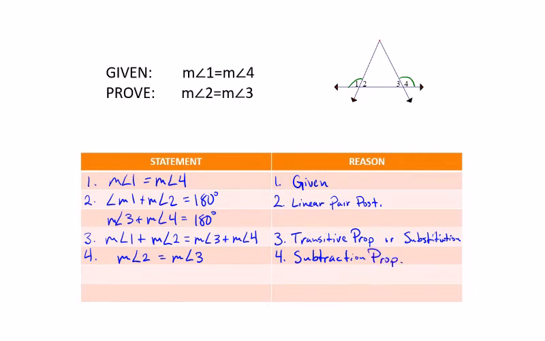All right, and we've reached our endpoint, right? So there we go. So we used a lot of the postulates and properties that we've learned about throughout the years to make a logical proof, in this case, that measure of angle 2 equals the measure of angle 3.